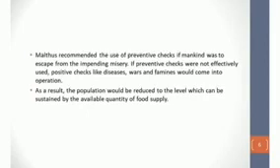Again, of the two checks on population growth, Malthus recommended the use of preventive checks if mankind was to escape from the impending misery. If preventive checks were not effectively used, positive checks like diseases, wars, and famine will come into operation. As a result, the population will be reduced to the level which can be sustained by the available quantity of food supply. I want to believe you are following, but just in case, if you have any question, you can ask at the end of the class.